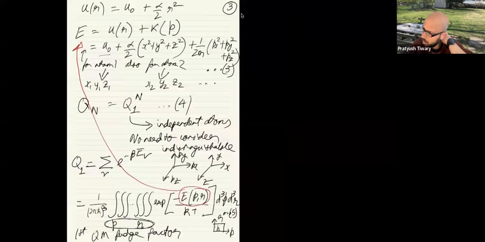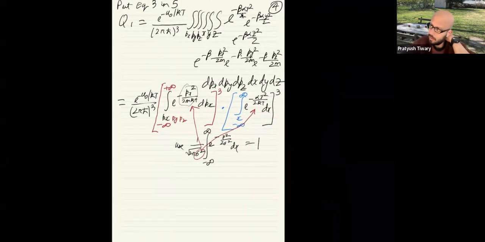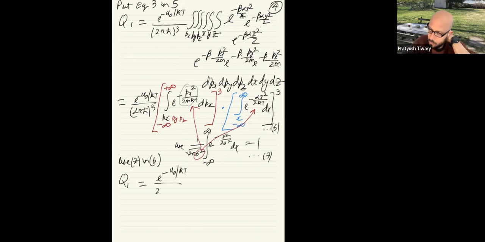So this is equation 6. Sorry, this is equation 7. And this is equation 6. So if you use 7 and 6, if you use the value of the Gaussian integral in 6, what you get in one line of algebra is that Q1 becomes e to the power minus u naught by kT, by (2 pi h cut) whole cube.